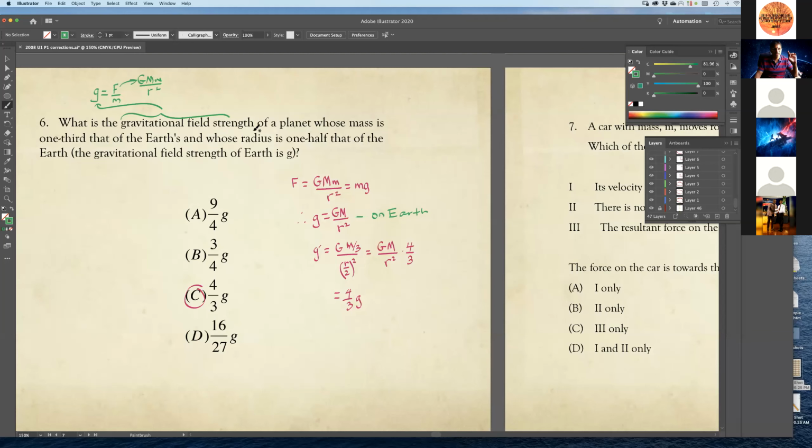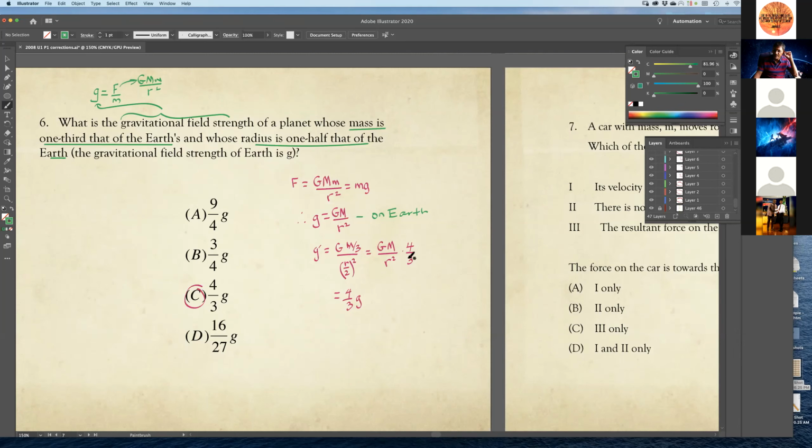For this planet they're talking about, they said the mass of the planet is 1/3 that of Earth. So when we're replacing M in the general equation, we will write M over 3. The mass of that planet is 1/3. We're trying to find g prime, the gravitational field strength for that planet. G, M over 3. And they said that the radius is 1/2 that of the Earth. So for the radius, the denominator, we put r over 2 and we have to square that. So it's GM over r squared still, but this is g prime for the other planet.